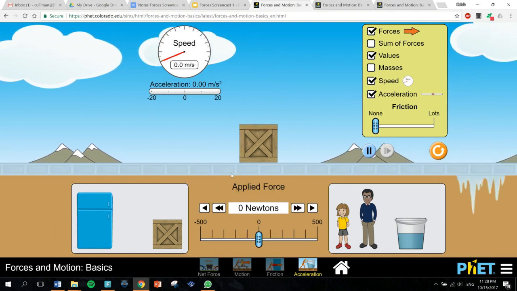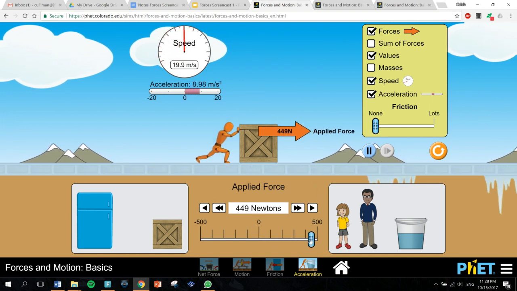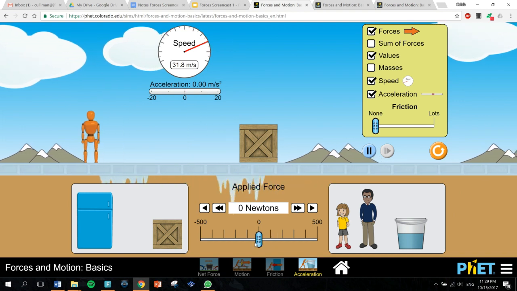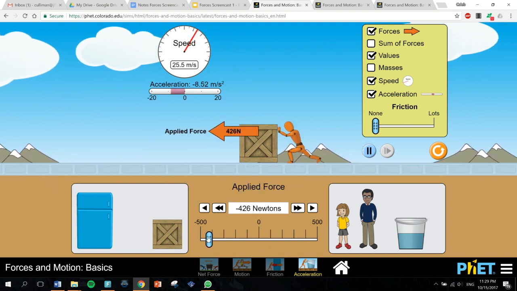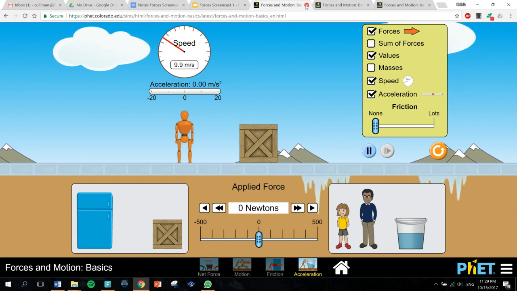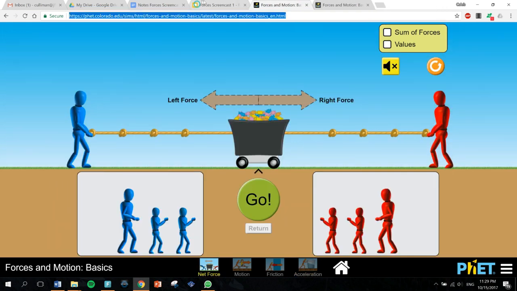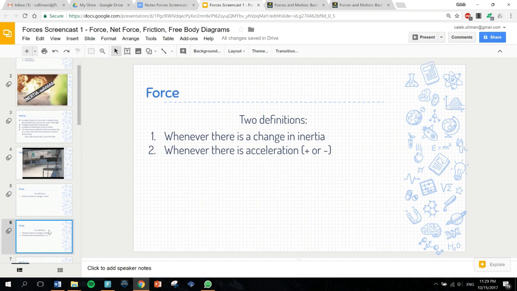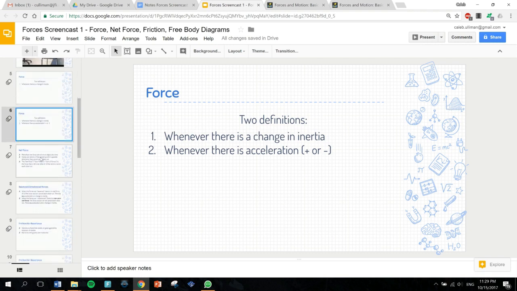If there is force, there is acceleration, right? And if I want to stop this, there's force, there's acceleration. That's an important idea. Great. So there we go, the two definitions of forces.